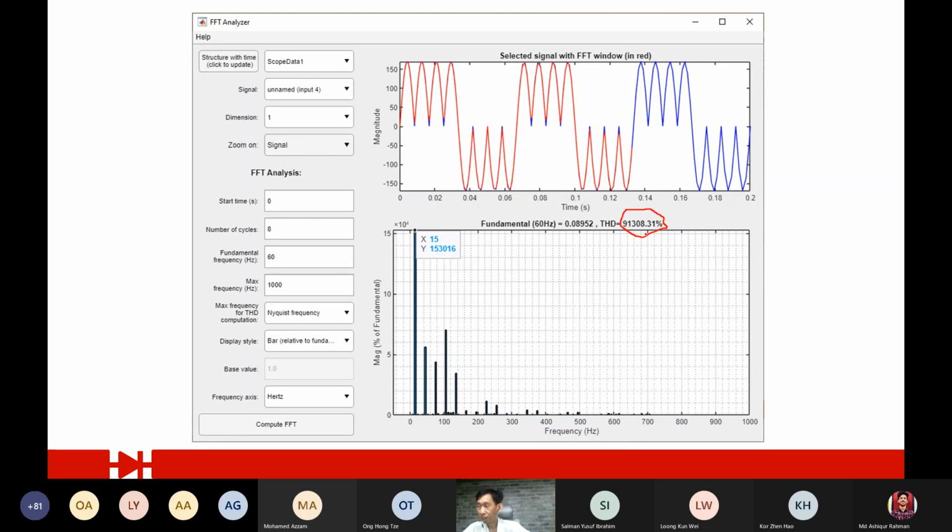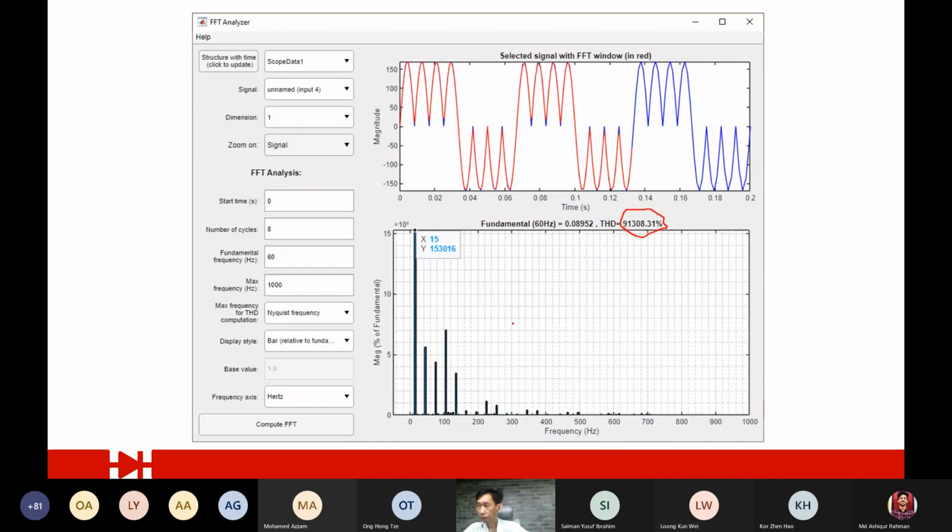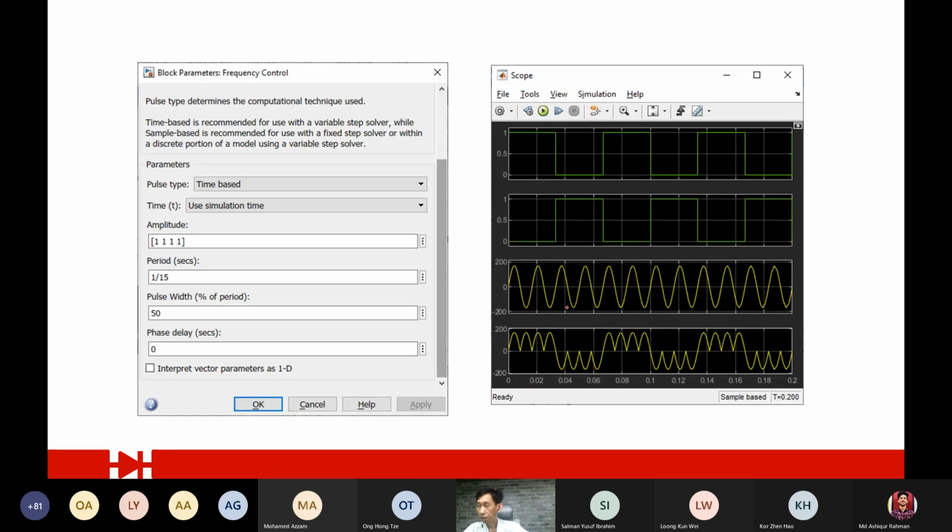91,000%. I mean, in real life, I never see a THD this high. But anyway, you can actually try to put the THD block to see whether it is correct or not. We have this THD block, where you can connect and it will show you the THD. And like I said, it's a sub-order harmonic. Those higher orders will usually have a very low magnitude, but still, they will generate heat.